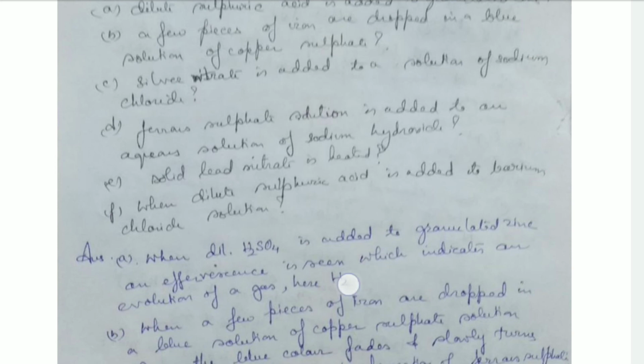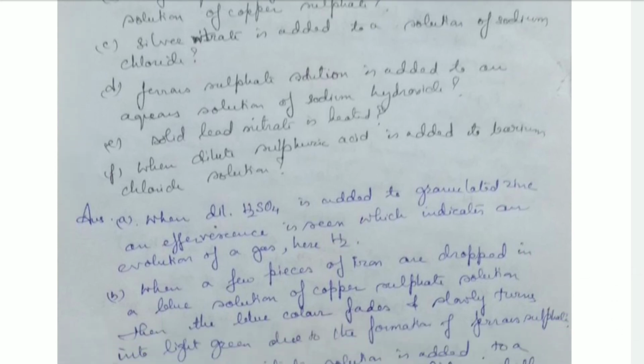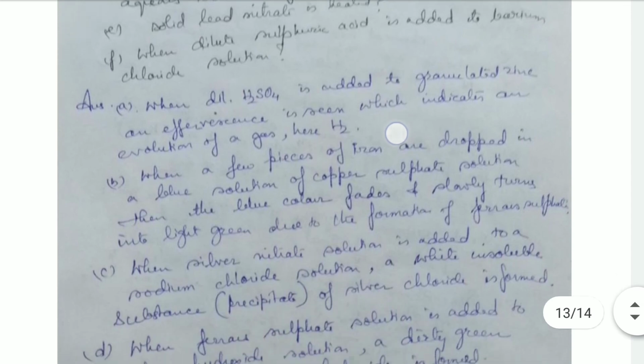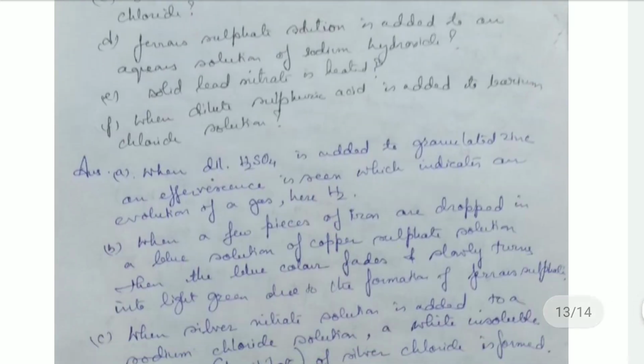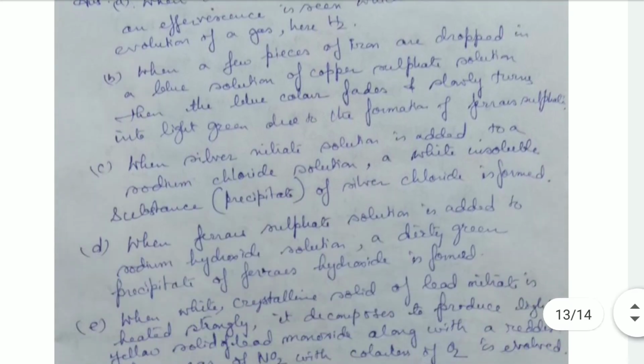Then silver nitrate solution is added to a solution of sodium chloride. What happens? When silver nitrate solution is added, a white insoluble precipitate of silver chloride is formed. Next, ferrous sulfate solution is added to aqueous solution of sodium hydroxide. What happens? When ferrous sulfate solution is added to sodium hydroxide solution, a dirty green precipitate of ferrous hydroxide is formed when these solutions are mixed together.